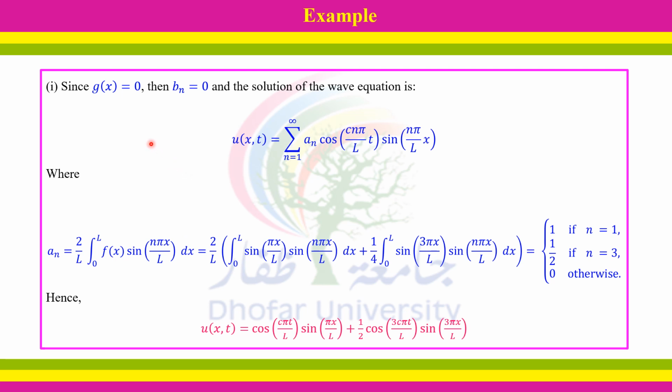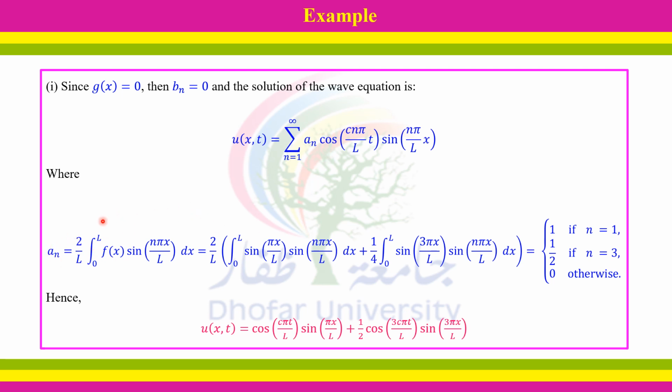Now for solving the problem in the first case, first we notice that since g of x is 0, then that will lead us directly to b_n equal to 0. That means we are left only with the form u of x and t equals summation a_n cosine c n pi over l t times sine n pi over l x. That means our problem is just to find the value of the constants a_n.